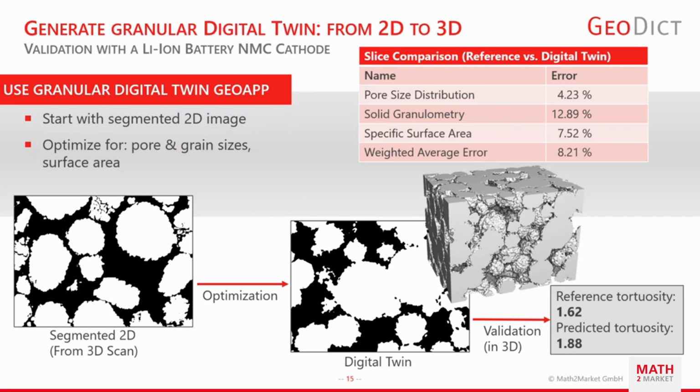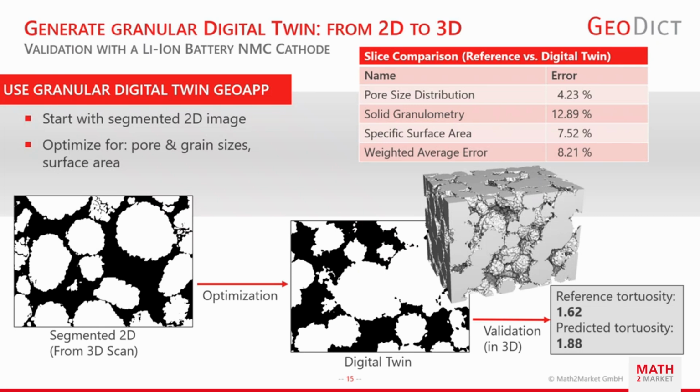And because we took this image from a complete 3D scan, we could also validate the digital twin in 3D against the scan in 3D. And by comparing the tortuosity in the electrolyte space, you see that this tortuosity also matched quite well.